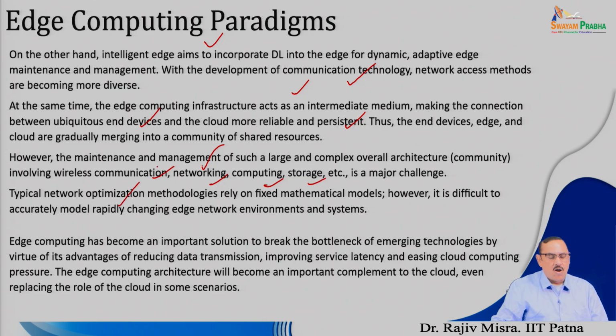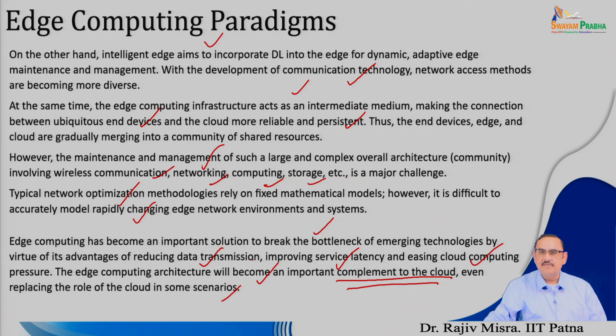So, typical network optimization methodologies rely on fixed mathematical models. However, it is difficult to accurately model a rapidly changing edge network environment. How to do this? So, edge computing has become an important solution to break the bottleneck of emerging technologies by virtue of the advantage of reducing data transmission, improving service latency, and easing the cloud computing pressure. So, edge computing architecture will become an important complement to the cloud, even replacing the role of the cloud in some of the scenarios that we have already discussed.